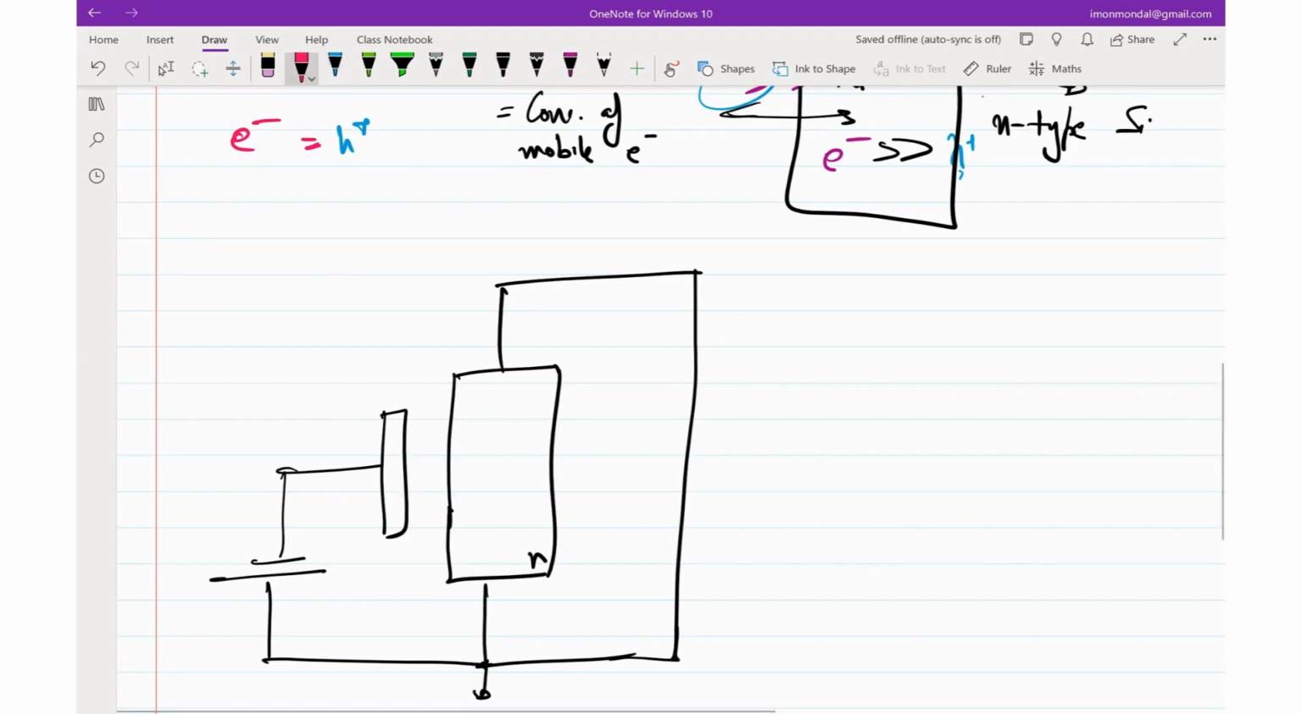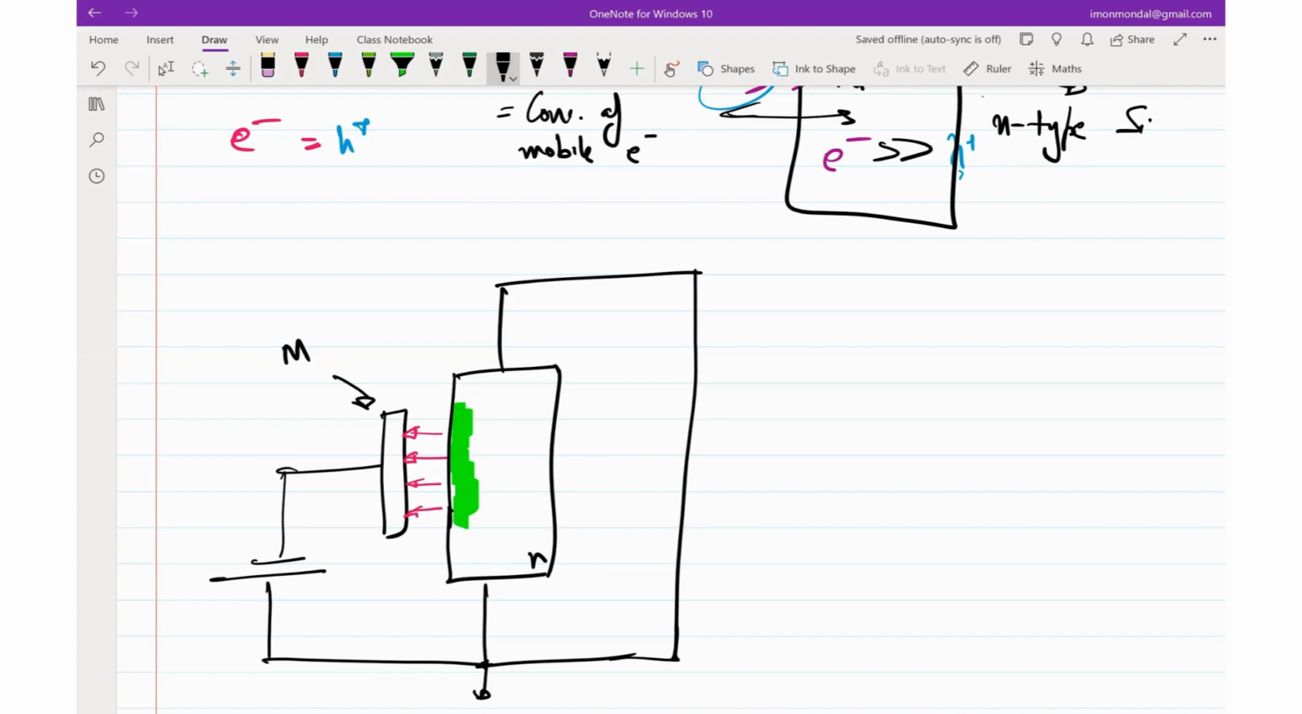So what's going to happen? An electric field is going to form, and the electric field will go in this direction, right? Now let's further assume this is metal. Can you comment on the type of charge that is going to accrue here? It's going to be positive charge, right? But this is an N-type silicon. Where are you going to get the positive charge from?